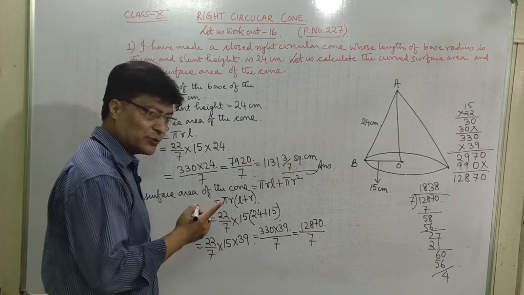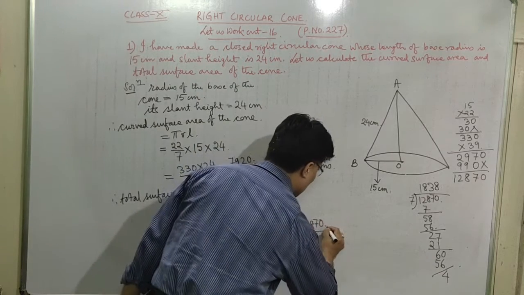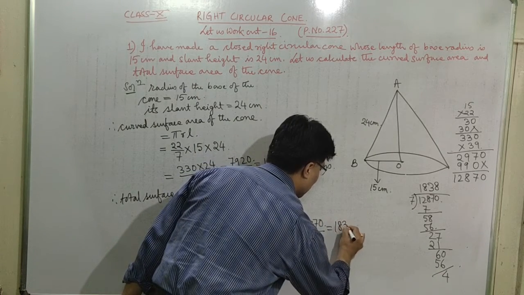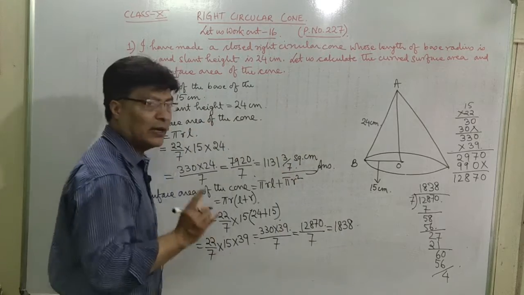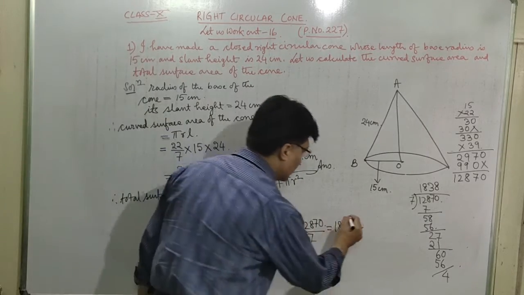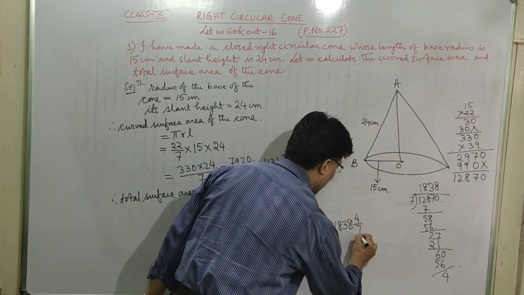So what is the answer? Let us write it in terms of a mixed fraction, which is equal to 1838. And what is the fraction here? It is 4 by 7.